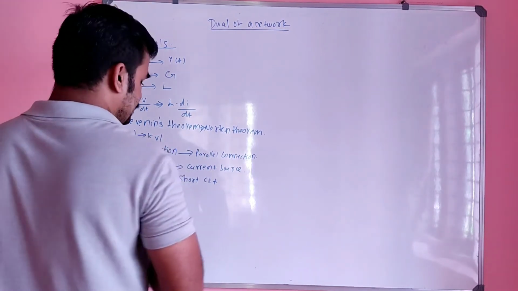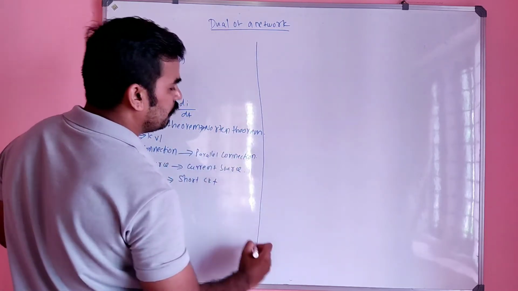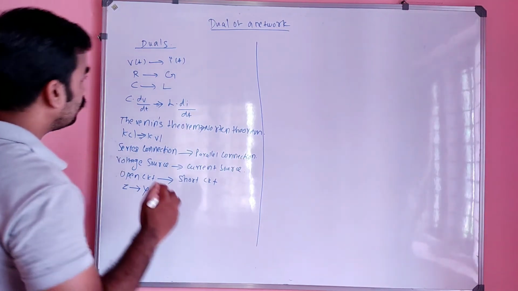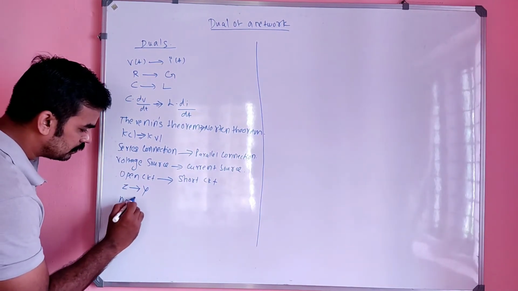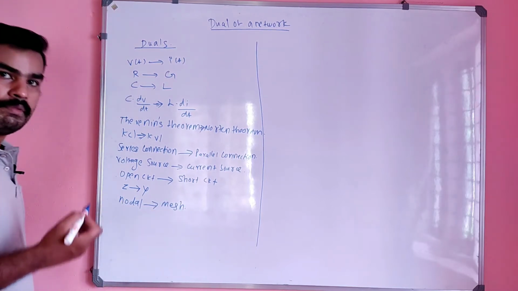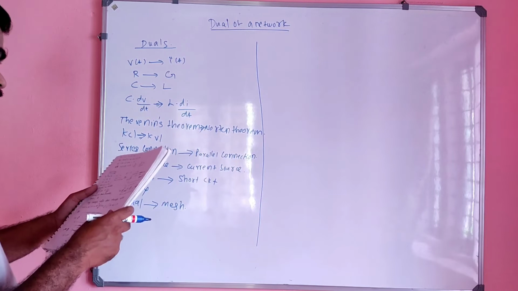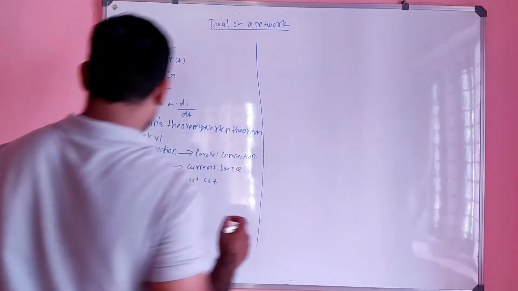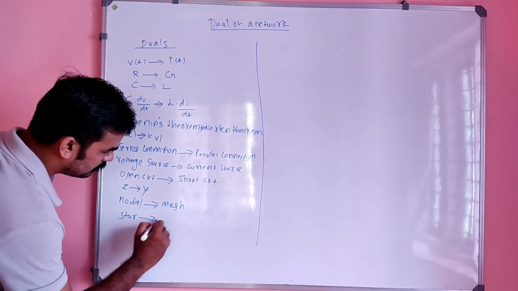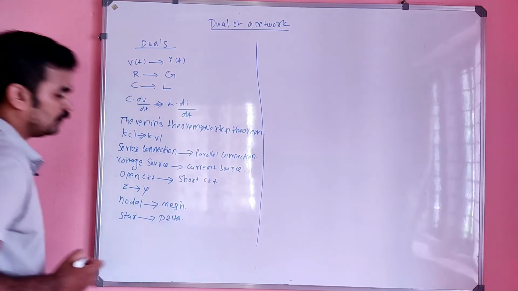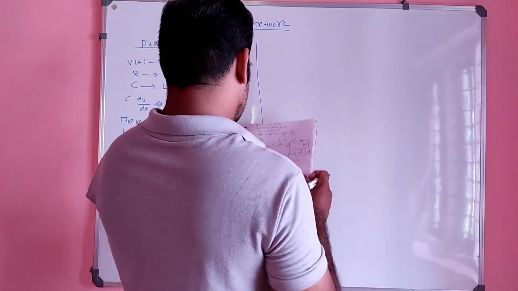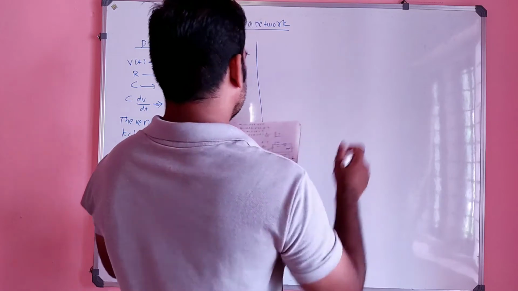Okay, let's do an example, then it will be very clear to you. Also, nodal will be converted into mesh. And one more thing, star will be converted into delta. So dual of star is nothing but delta. Okay, let's write a question.